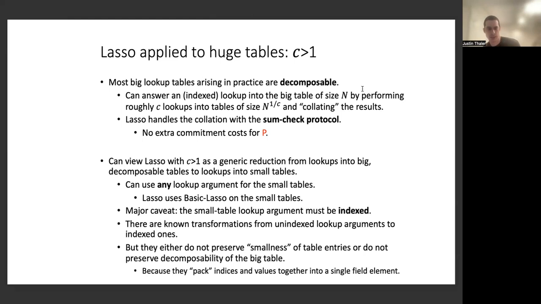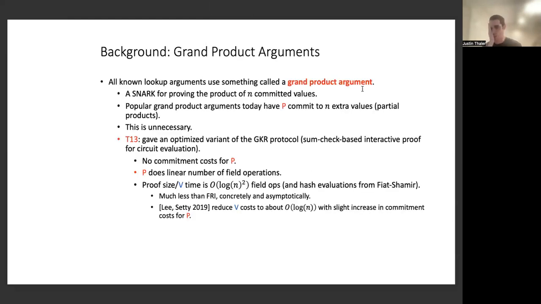Okay. Let me now say what the key ideas in Lasso are. Lasso is arguably completely implicit already in a result in Spartan. Mainly we're just making observations that clarify the benefits of these techniques, which exactly to this extent weren't previously clear. All known lookup arguments, and a lot of SNARKs that are not lookup arguments, use something called a grand product argument. This is just a way to multiply together a bunch of committed values.